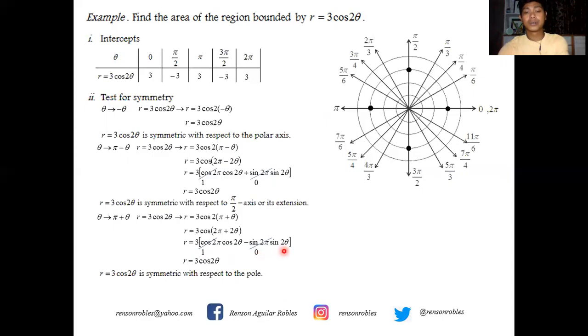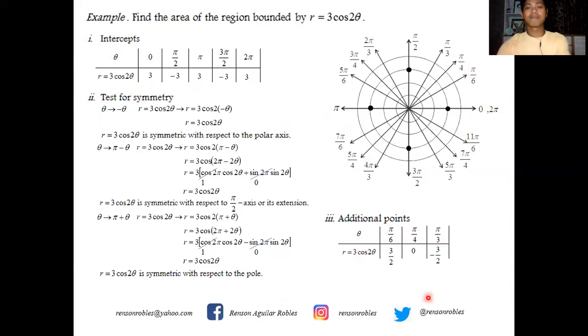Okay. Since these steps are not good enough to trace the 4-leaf rose, we add additional points. So we get points at the angles pi over 6, pi over 4, and pi over 3. If theta is pi over 6, r is 3 halves. If theta is pi over 4, r is 0. And if theta is pi over 3, r is negative 3 halves. And then we plot it here.